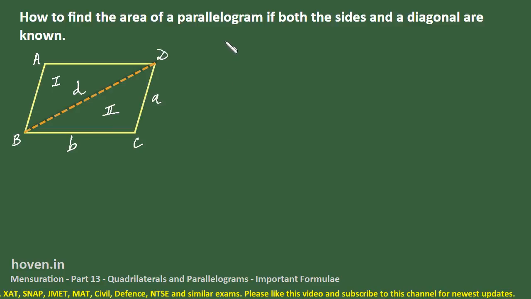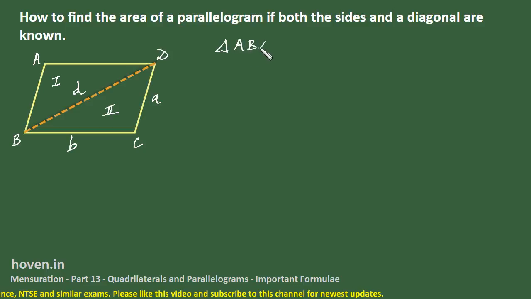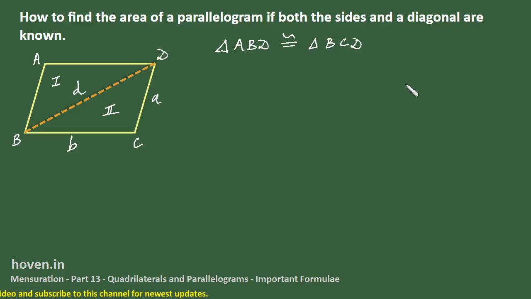We can write, one of the things that is available is that triangle ABD is congruent to triangle BCD. This is a property of every parallelogram, that the diagonal splits a parallelogram into two congruent triangles. I have proved this already in geometry for you.